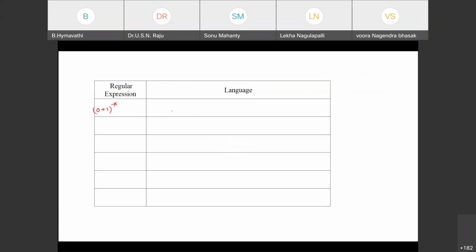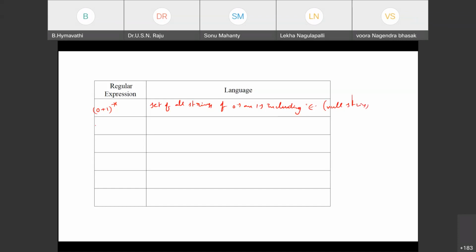0 plus 1 whole star. So how do you describe that in English? This is the regular expression. Now you tell me what language you are going to get, in an English statement. So I'm writing it like this: set of all strings of zeros and ones, including that is null string.